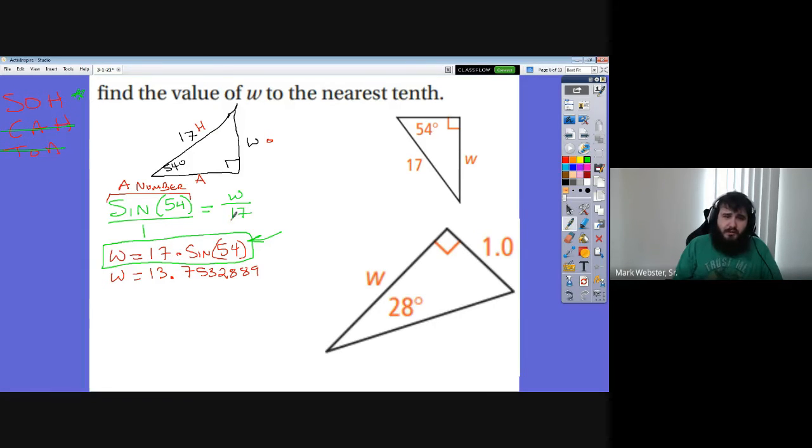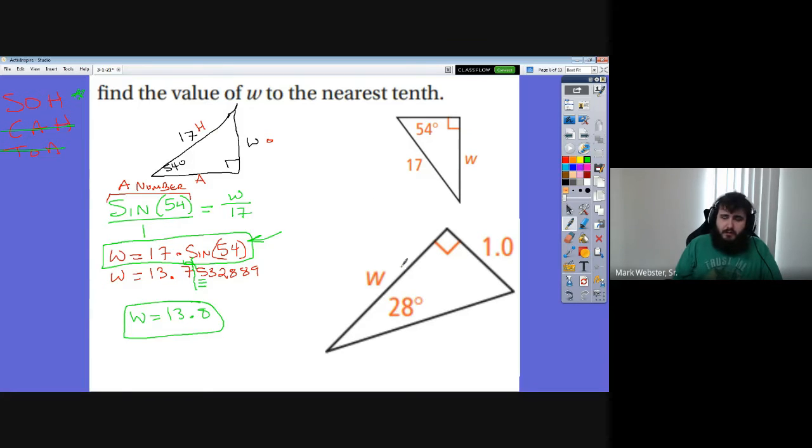But so they want it to the nearest tenth. Remember, the nearest tenth is one decimal place like this, 13.7, and then the rest of it. So when we round to the nearest tenth, we look at the digit after. Is that a 5 or above? That's a 5, so yes. So we round up. This 7 goes up to the next number, 13.8. Normally there would be units, like for the length of the side. We don't have that for this.